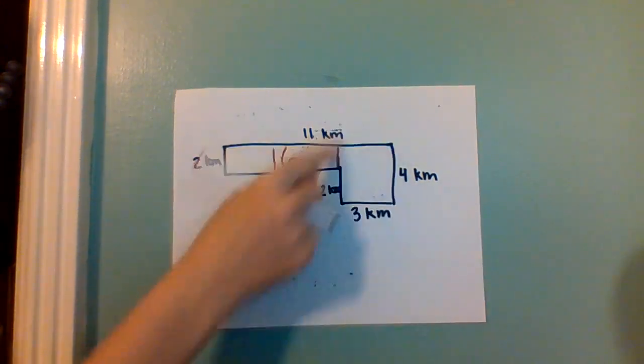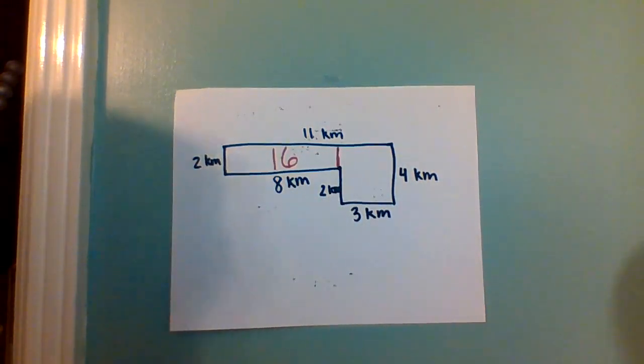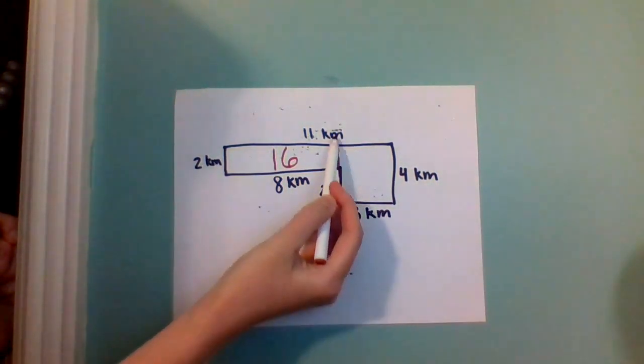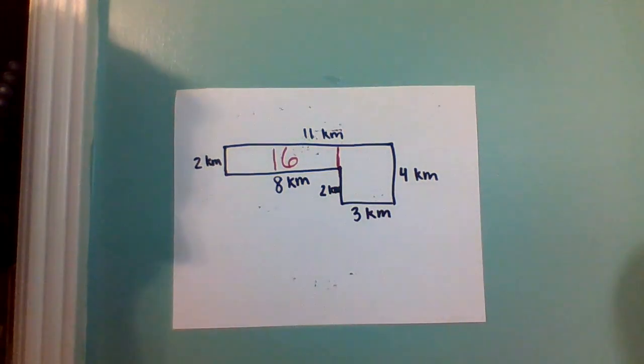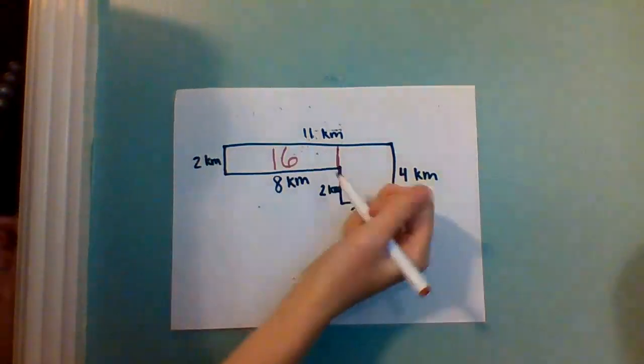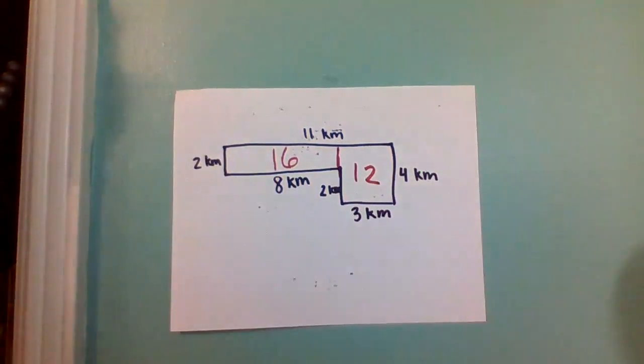For this rectangle right here, this 2 only goes up to here. It doesn't go all the way up. So I'm not going to multiply that 2 by anything. I'm going to do 3 times 4, and I get 12.